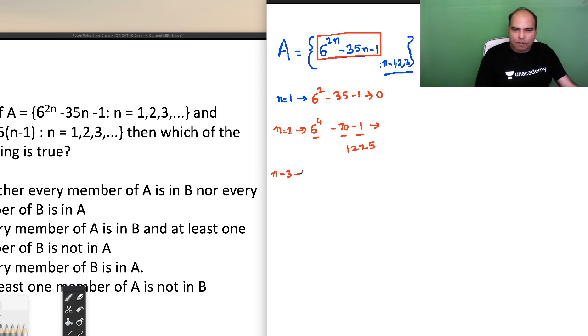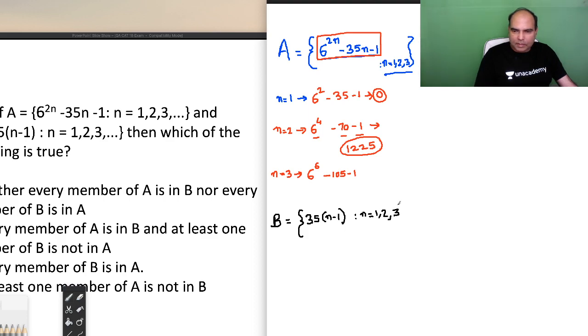With n equals 3, the value will be 6 raised to 6, which becomes too large a value, minus 105 minus 1, so it becomes too big a value. But we have got these two values here. Before I move on, if I look at B, the construct of the set B is, again, a set because it's written in flower brackets: 35 times (n minus 1), such that n is equal to 1, 2, 3.